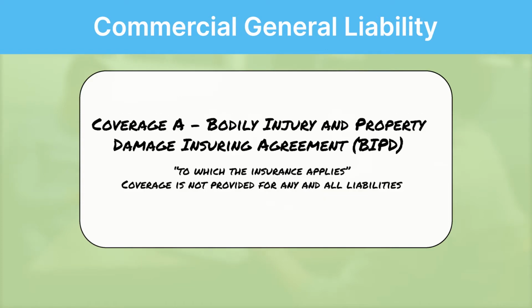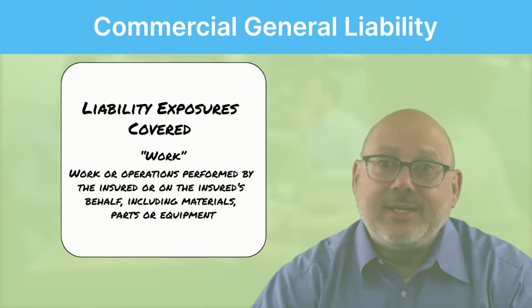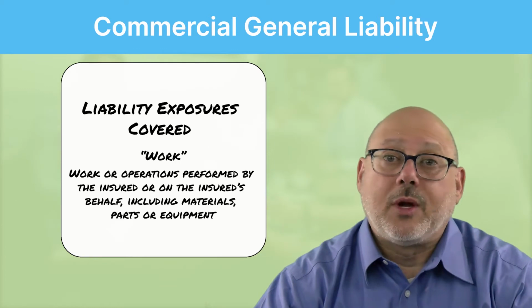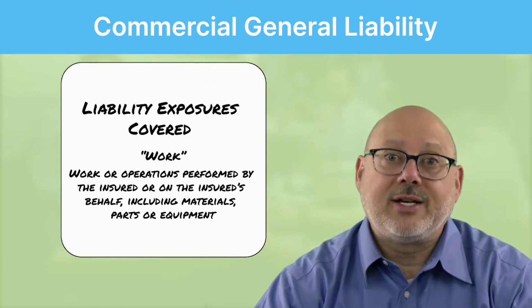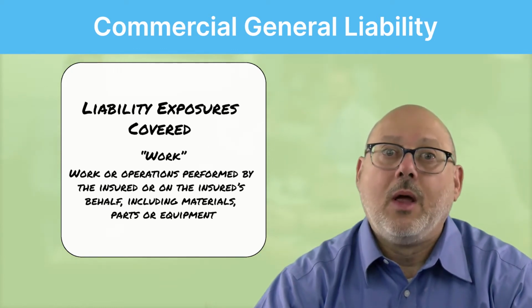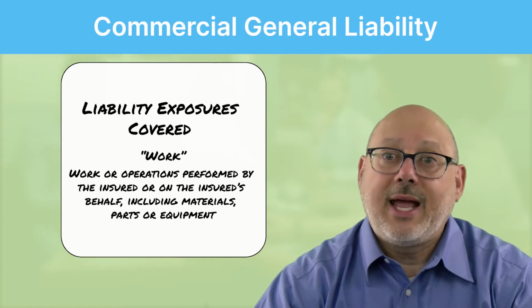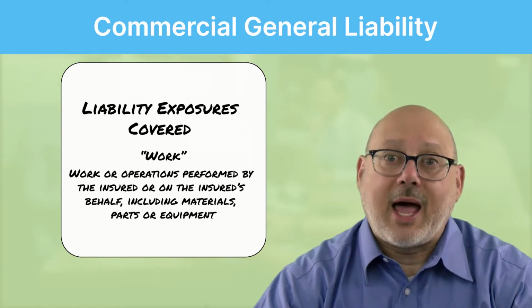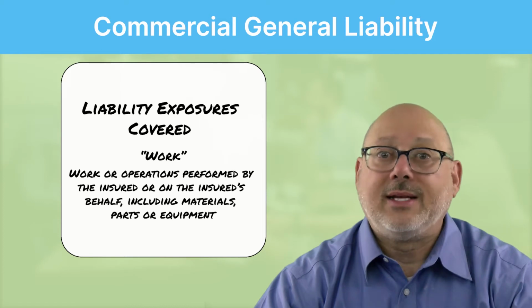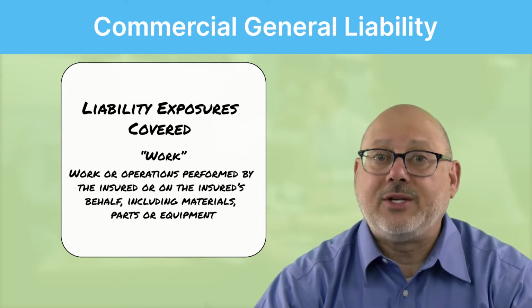The phrase "to which this insurance applies" means that coverage is not provided for any and all liabilities, as such coverage will be limited by exclusions and other provisions in the policy. Businesses have many liability exposures, most of which are covered under this section of the CGL coverage form. One of the most important liability exposures for a business is its premises and operations exposures. That is, liability arising out of the business location or its activities at any location.